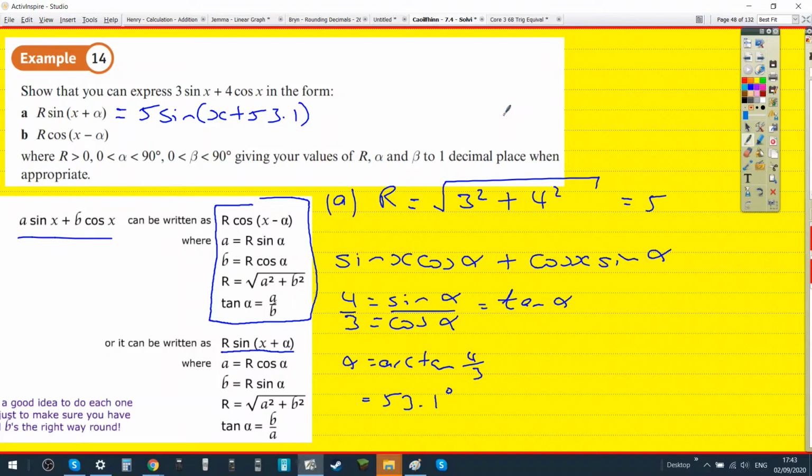Okay, so what's the rule for cos A minus B? It's similar. You always want to do cos A minus B. That is cos A cos B plus sine A sine B.